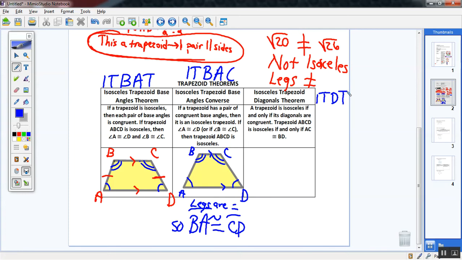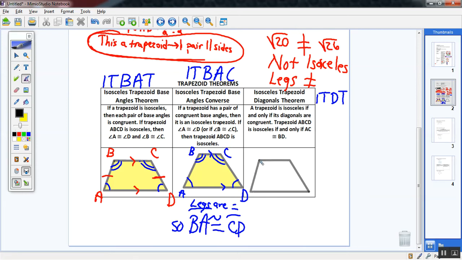Okay, here we go. Says a trapezoid is what, if and only if its diagonals are what? So in other words, trapezoid ABCD is isosceles if and only if AC is congruent to what? So here's what you have. They're saying, hey, here's a trapezoid.